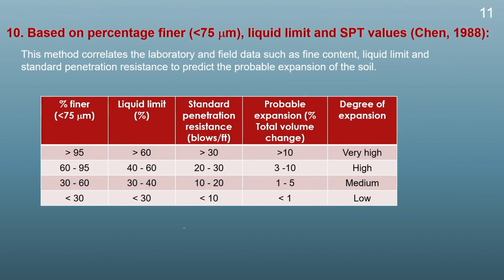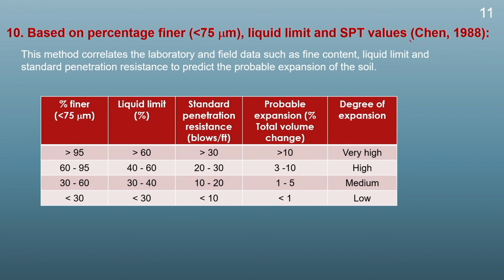This method is based on the percentage finer, that is, less than 75 micron particle size, liquid limit and SPT values, and this was given by Chen in 1988. These methods correlate the laboratory data, that is liquid limit and clay content, and the field data, that is the SPT value, to determine the probable expansion of the soil as well as the degree of expansion of the soil. So, this method uses 3 parameters: percentage finer, liquid limit and the standard penetration resistance, that is in blows per foot.